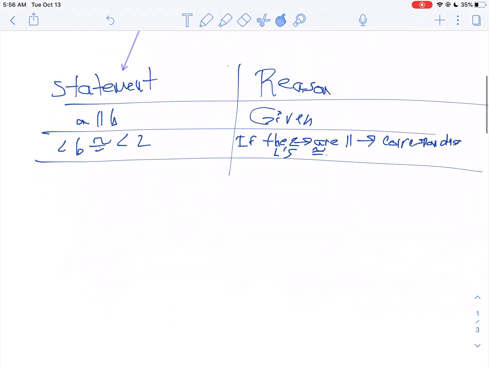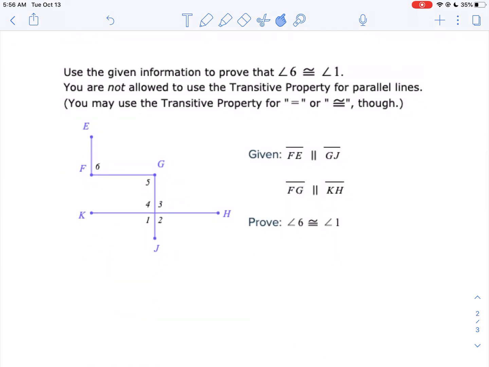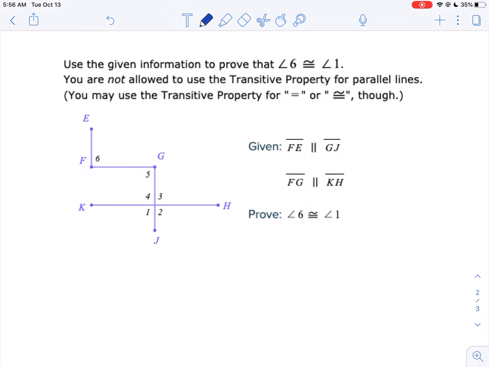Okay, let's take a look at another one, a little bit more complex. On the next problem, we're told FE is parallel to GJ. To make things a little bit easier to understand, I'm going to extend this out so we can see it, and I'm going to extend GJ out here too. We're also told that FG is parallel to KH. So we have those. Now, we want to prove angle 6 is congruent to angle 1.